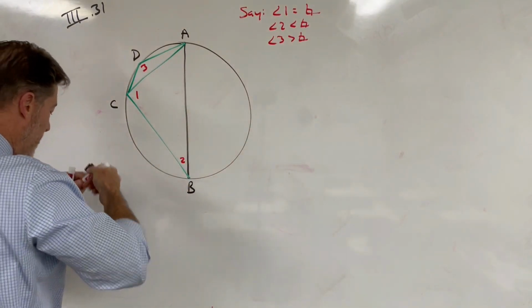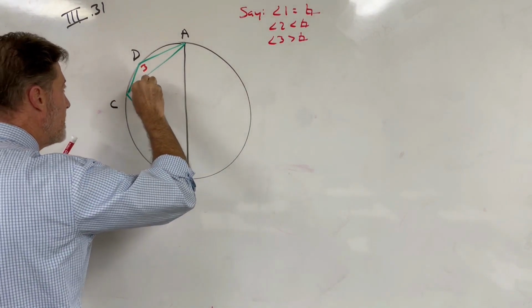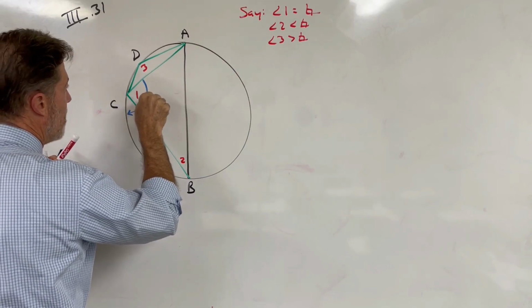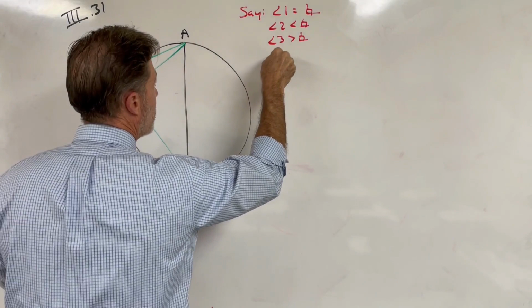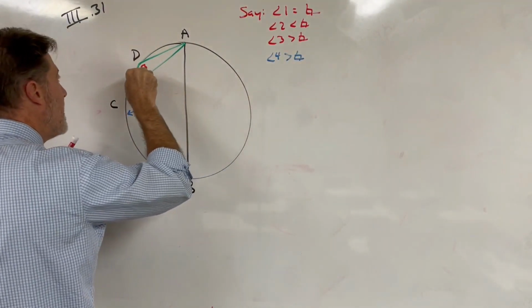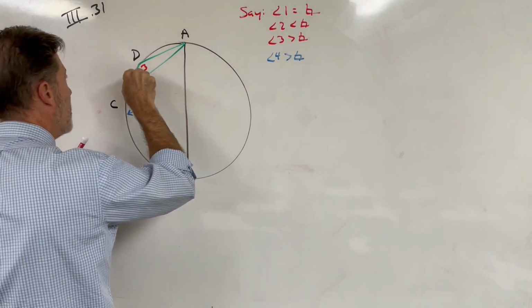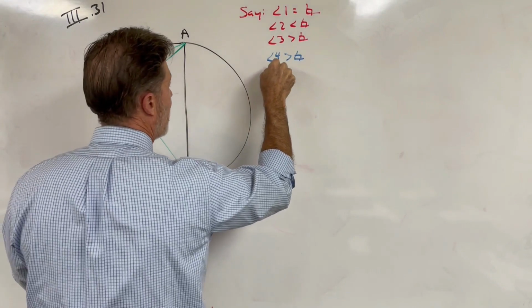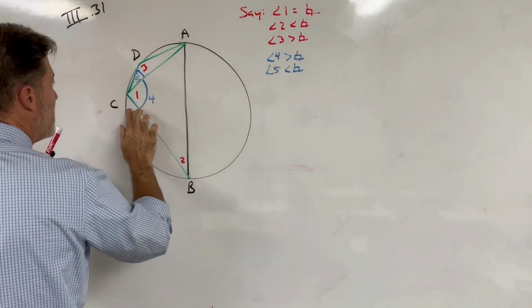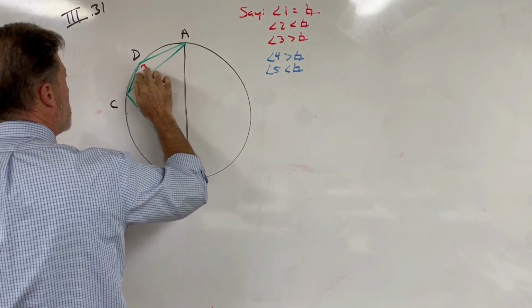And furthermore, if we look at the angle created by the greater segment and the circumference, this angle here, we'll call this angle 4. Angle 4 is going to be greater than a right angle. And if we look at the angle between the lesser segment and the circumference, we'll call that angle 5. Angle 5 is going to be less than a right angle. So those are the 5 things we're going to prove. We'll save the blue angles for later and just work with the red angles for now.